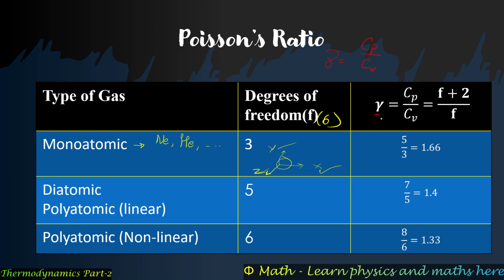So gamma, or Poisson's ratio, for this would be Cp over Cv, and it can also be written as F plus 2 divided by F, where the degree of freedom is represented by F. So as we can see, 3 plus 2 is equal to 5, divided by 3, or simply 1.66.